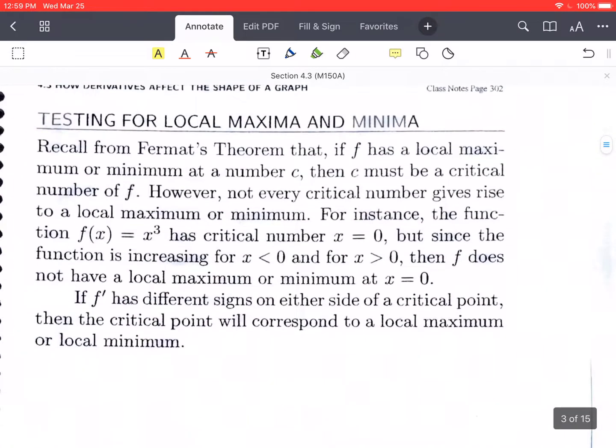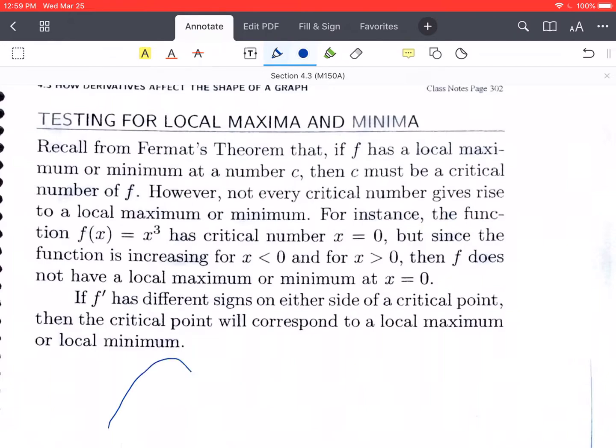So when it comes to testing for local maxima and minima, remember a local max is a point such that all values around it are smaller than it, right? So in order for it to be a maximum, we have to be increasing into it and then decreasing out of it. That would be a local max. And then for a min, we'd have to be decreasing into it and increasing out of it. And that critical point down there, that would be our min.